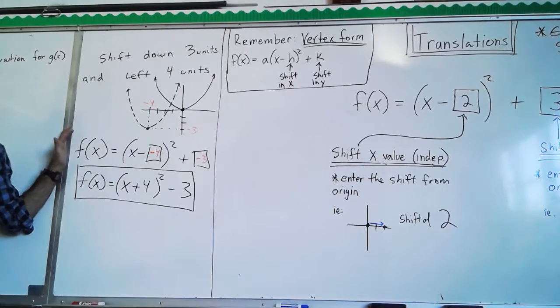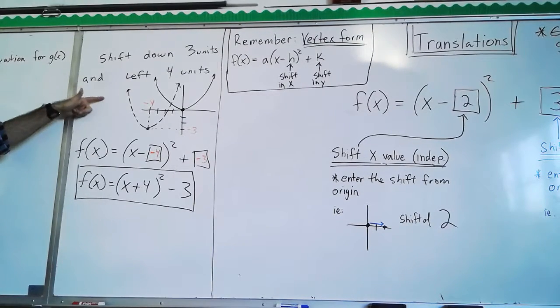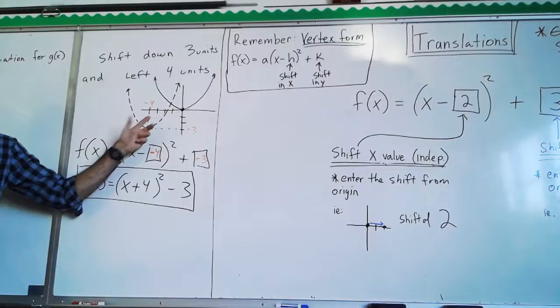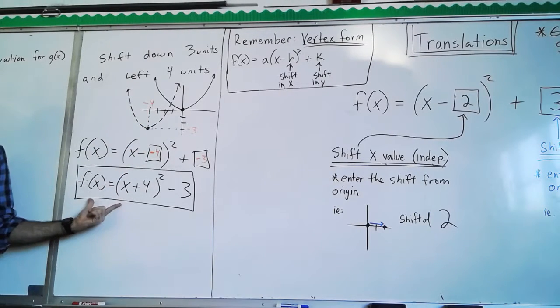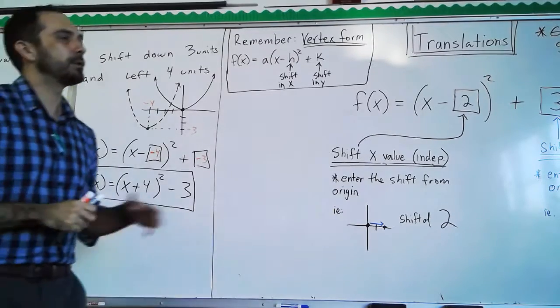All right, so we shifted down 3, we shifted to the left 4. Here's our new graph. Yesterday you were doing this pretty much from the function. You were doing a table to figure out what that graph looked like. But now we can go right to the equation. So how do we feel about that? Thumbs up, sideways, down? Thumbs up? Okay. If you have a question?